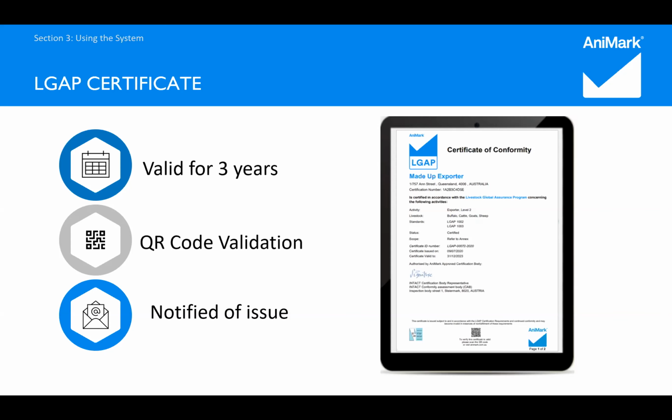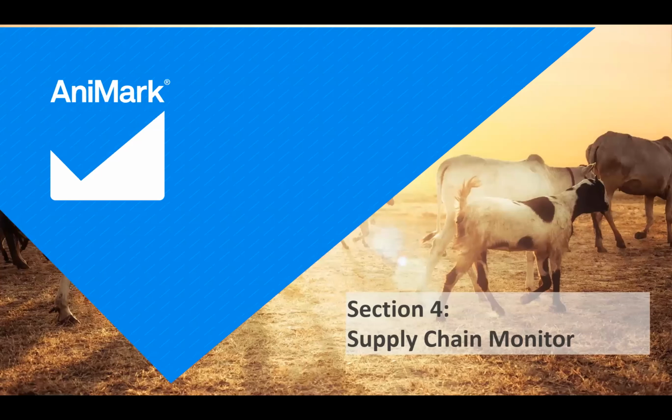That brings us to a close in the general functions of the AniMark Conformance System. And what we'll do now is we'll run through the feature called the Supply Chain Monitor. And this section applies mostly to exporters and importers, or operators as they're termed under the Livestock Global Assurance Program. And it's used to monitor or help monitor the status of downstream supply chain partners.